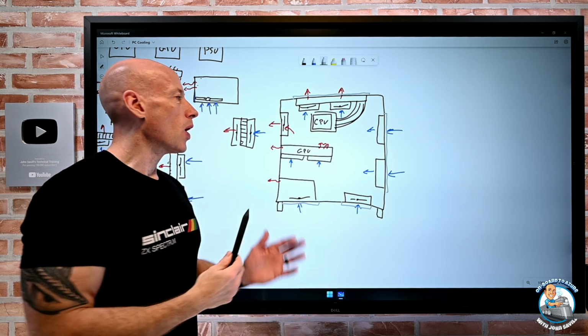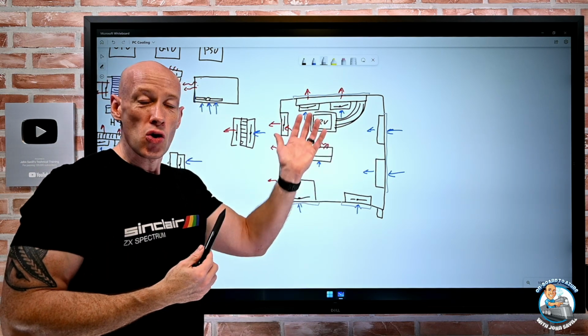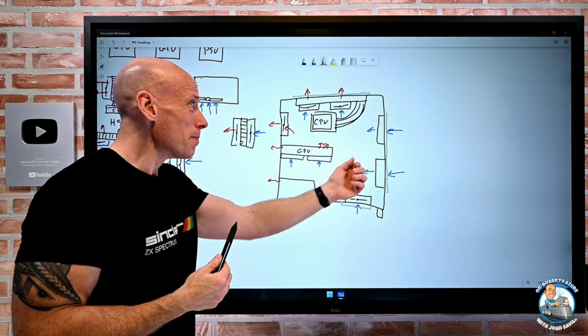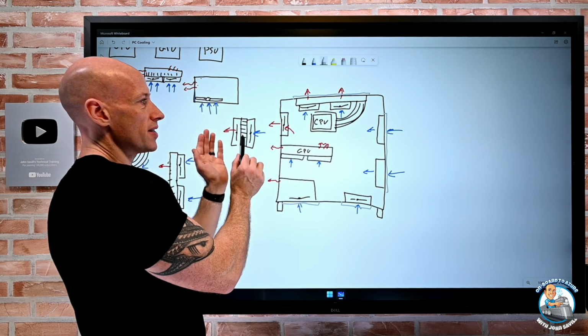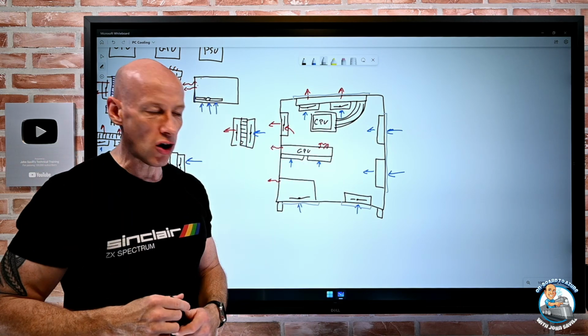Ultimately, it's not the end of the world if you get one fan in the wrong direction, but just try and keep them at a similar number, or at least more in than out. Make sure they're going in the same direction. I won't want the CPU going against where it's blowing in. It's just going to mess up the flow and it'll run a little bit hotter.